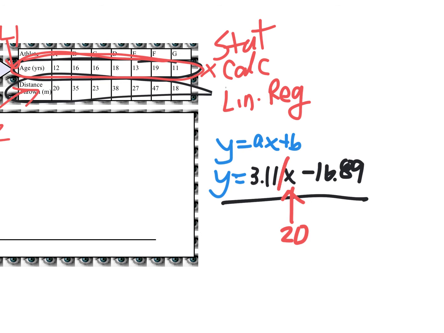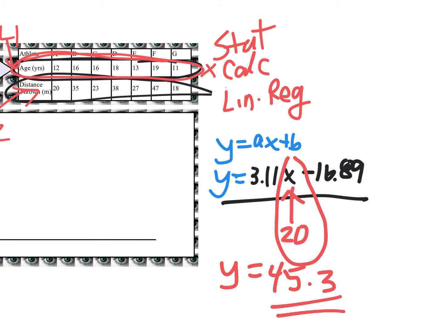Well, the original number was an x, so that must be a y. You know, y equals 45.3. What is that? Look up here, and you see it's a distance. Raise your hand if you understood that was a distance. Okay, good. That is how you do all of the problems that we just covered.